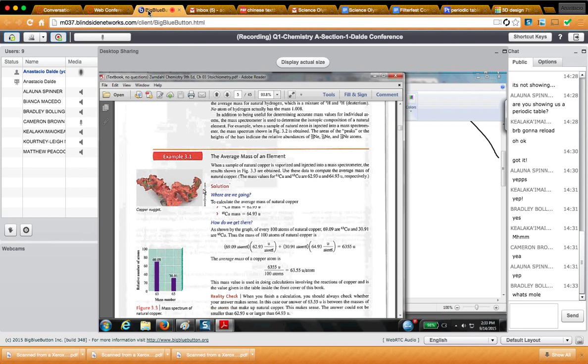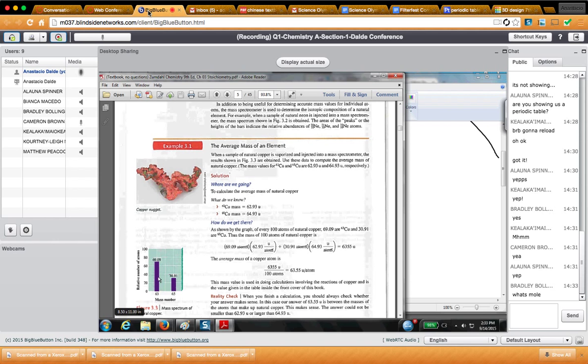Okay, all right. So they're saying that relative number of amounts. So apparently 69.09% of copper found in the world is copper 63, and only 30.91% of copper in the world is copper 65. So what we've got to do is figure out what the average is. But it's kind of like one of those weighted average questions.